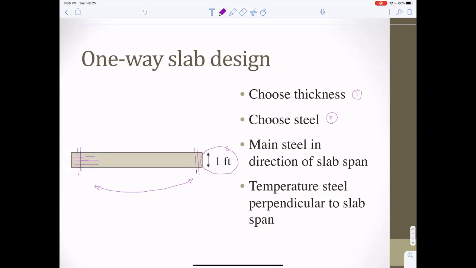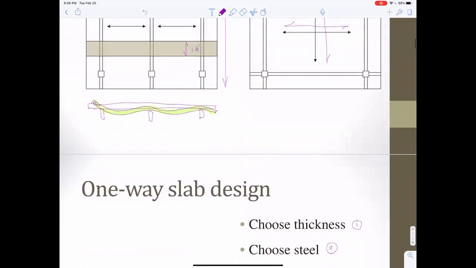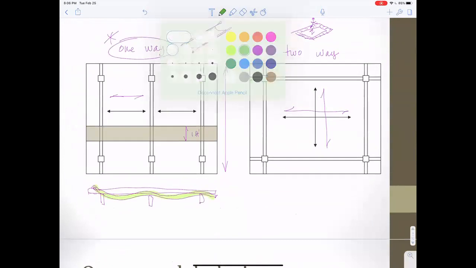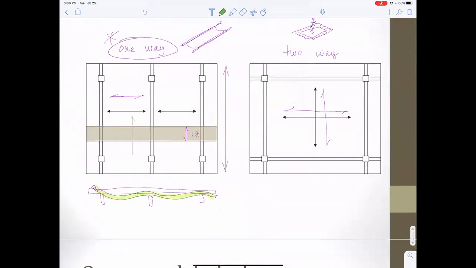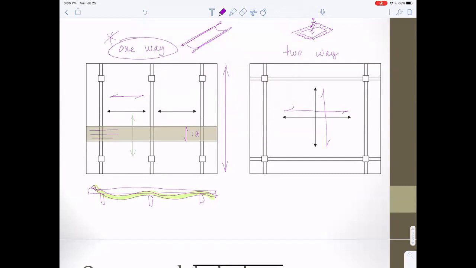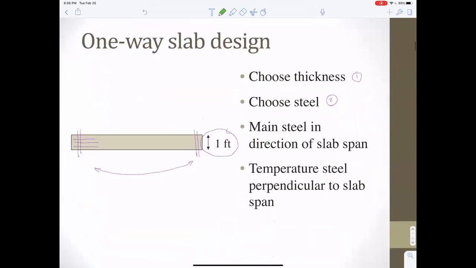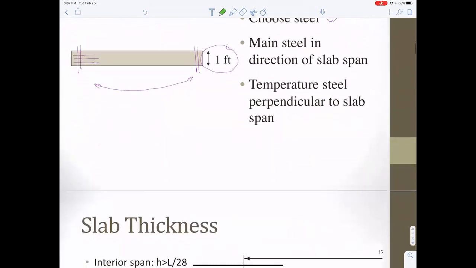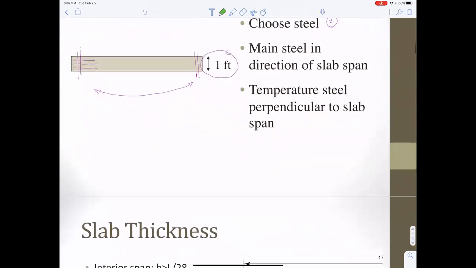We'll remember that the steel goes in the direction of the bending of the one-way slab. However, in the perpendicular direction, let me put that in green, in this direction, it can still crack. It can shrink, there can be temperature change. So even though the main steel, let me draw it in purple, is going this way, we still need steel perpendicular to that, even though it's not bending this way, to control cracking due to temperature and shrinkage. So that's what we're going to do.